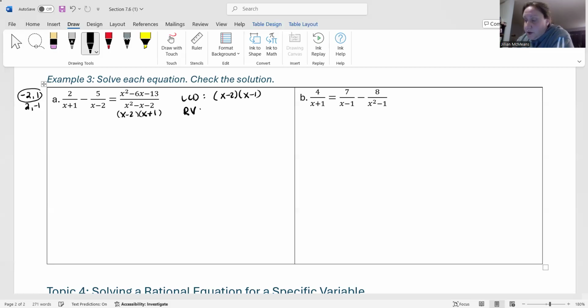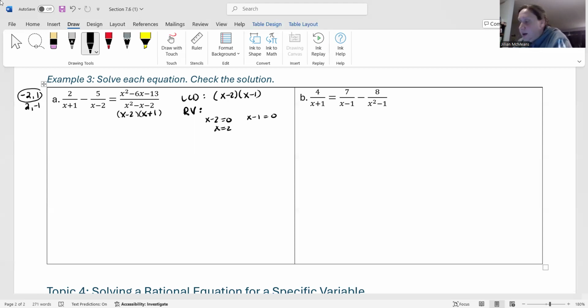Now we need to find the restricted values, and for the sake of space, I'm going to abbreviate that just RV, restricted values. To do that, we would take the LCD and set it equal to 0. Since our LCD is a product and that product equals 0, we would need to apply the zero product principle. That means take each factor individually and set it equal to 0. Well, x minus 2 equals 0 tells me that I would have to add 2 to both sides to get x alone. So we know that x equals 2 is a problem.